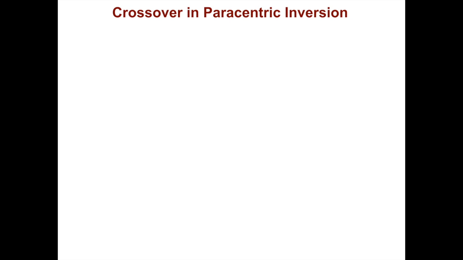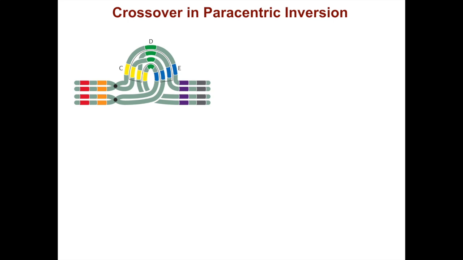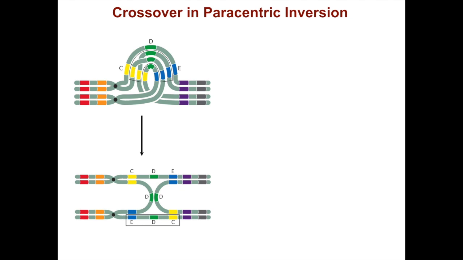So if we look more carefully at this, we have the inversion loop. If you have a single crossover within the inverted region, and you can see that occurring in the highlighted area here, between the genes C and D in the center of the loop, this results in an unusual structure. One of the 4 chromatids now has 2 centromeres, and one of the chromosomes now lacks a centromere.